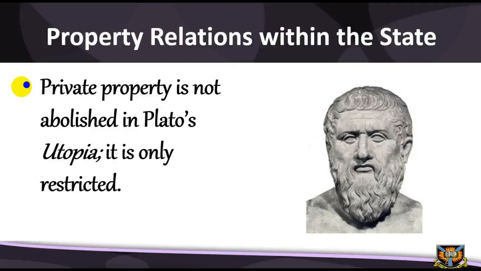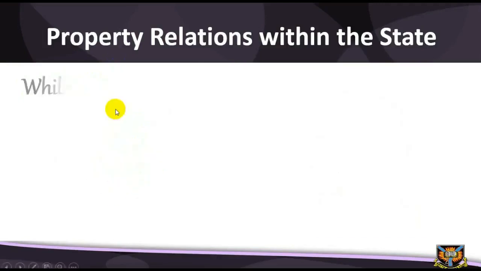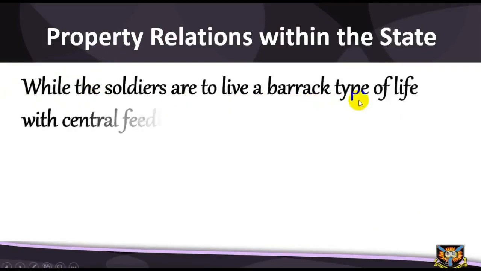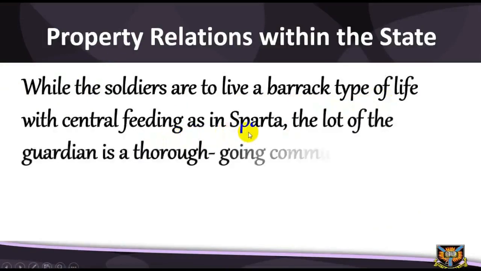See Alan B. 1968 and Sabine and Thorson 1973. Thus, private property is not abolished in Plato's Utopia. It is only restricted. While the soldiers are to live a barrack type of life, with central feeding as in Sparta, the lot of the guardian is a thoroughgoing communism. All this is to obviate the evil influences of private property. Sabine and Thorson 1973 and Havelock E.A. 1963. You can look them up.